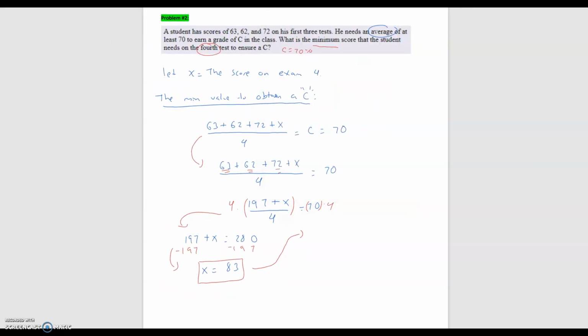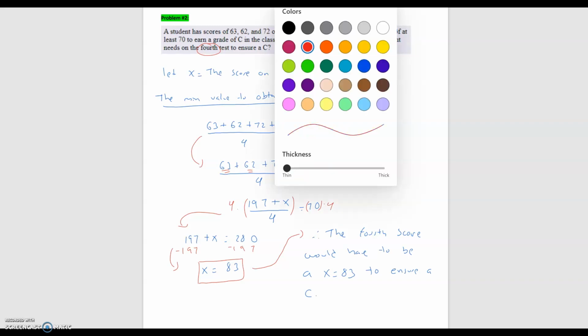And we're looking at the fourth score. It would have to be x is equal to 83 to, well, to ensure a C. That's actually it for this one. The numbers were not that bad.